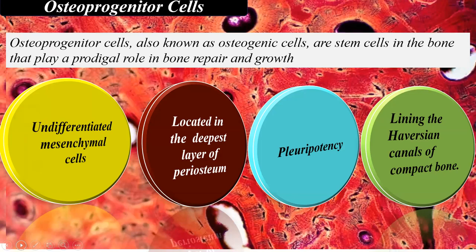Osteoprogenitor cells, also known as osteogenic cells, are the stem cells in the bone. They play a prodigious role in bone repair and growth. They are undifferentiated mesenchymal cells located in the deepest layer of the periosteum. They have pluripotency function, and they line the Haversian canals of the compact bone. My dear students, please make a note of these valid points regarding osteoprogenitor cells.